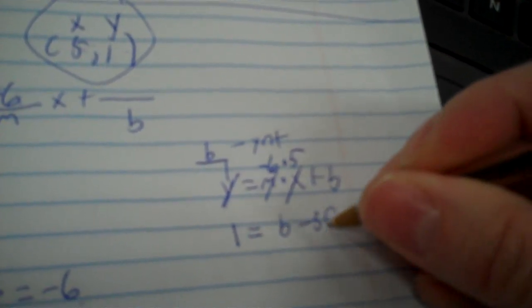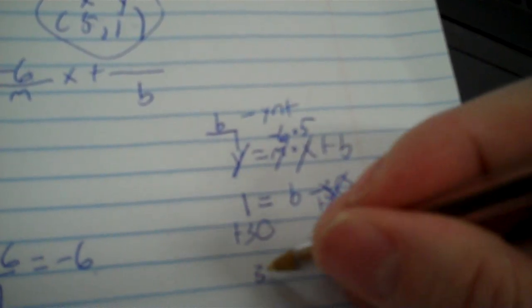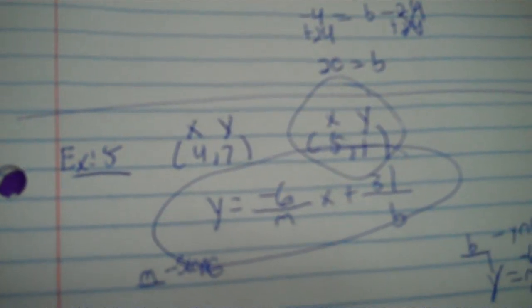So line up your equals, and you got B. That's what you're solving for. And you need to take negative 6 times 5. Negative 30, so it's B minus 30. And we plus 30 to both sides. 1 plus 30 is 31. 31 equals B. And that's your answer. Y equals negative 6x plus 31.